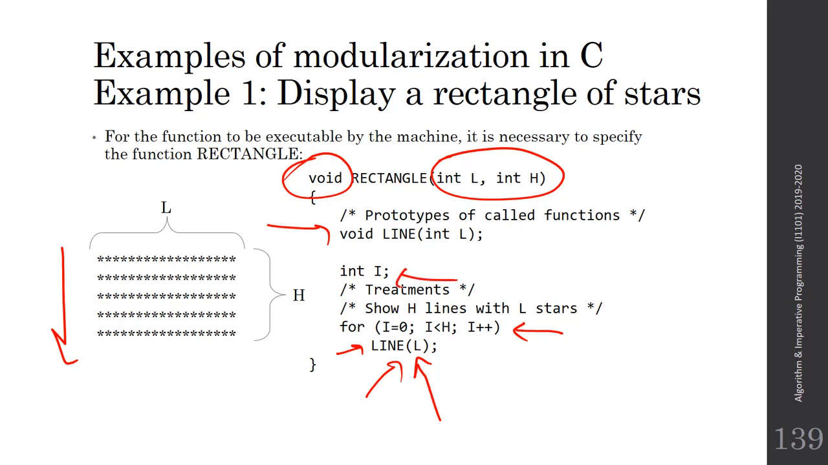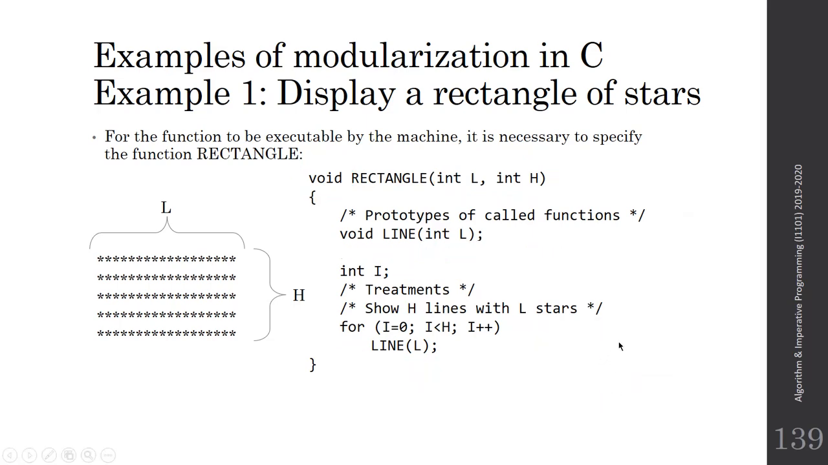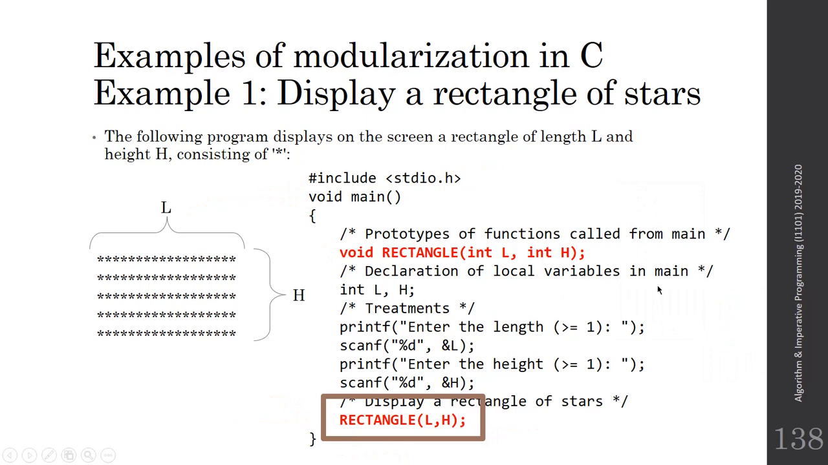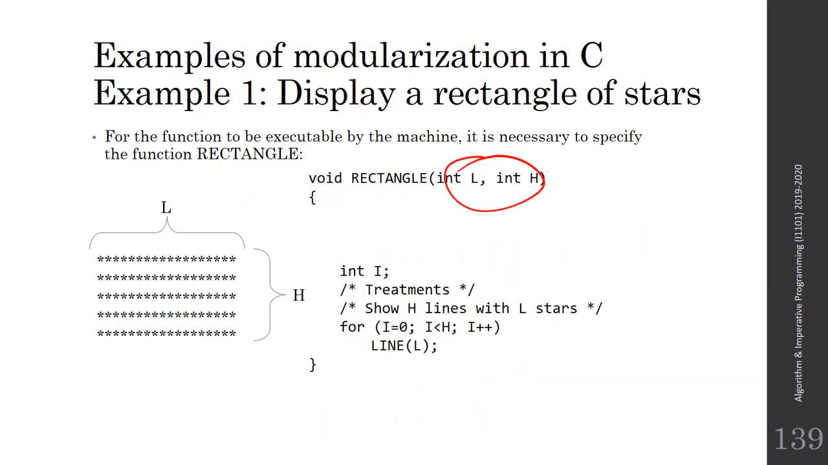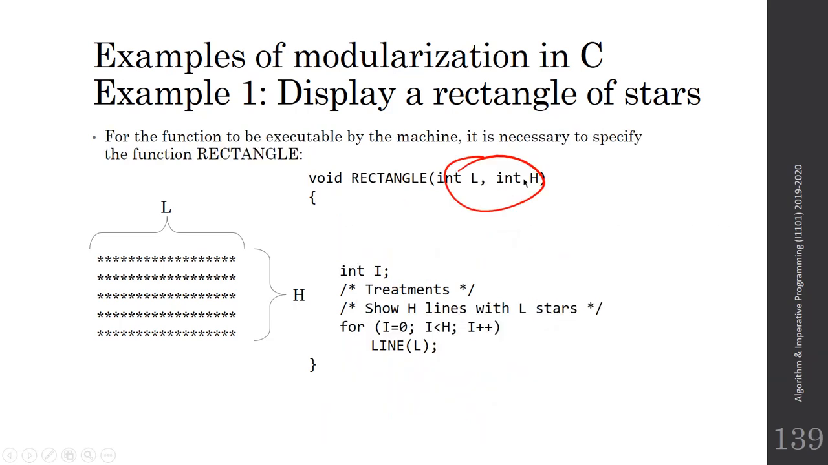I here is a local variable to the function rectangle. Just pay attention to the fact that every function has its own variables. In main I have used L and H, and in rectangle I have also L and H. The L and H in main are different from the L and H in rectangle. Each function has its own variables. Even if they have the same name, they are different. They are local to this function. So in main I have two local variables, L and H, and in rectangle I have three local variables: I, L, and H.